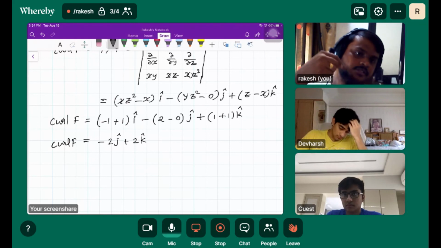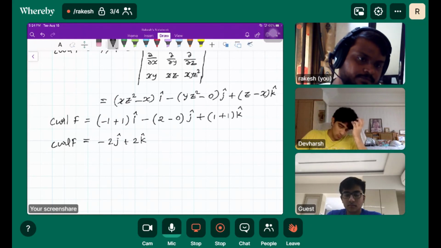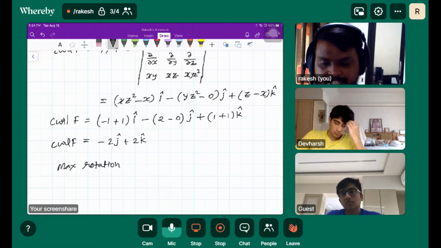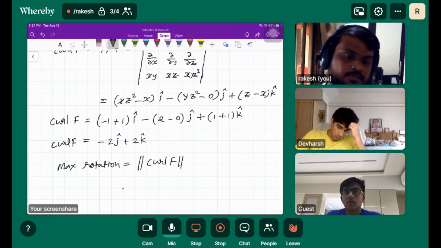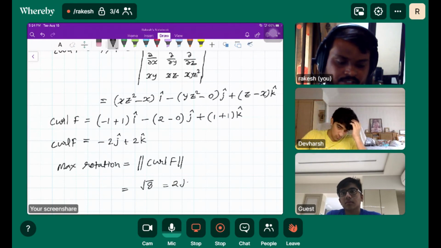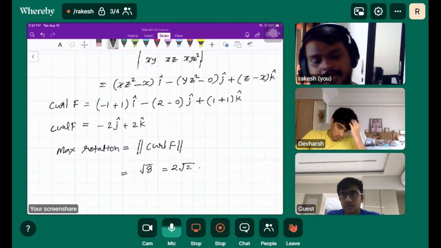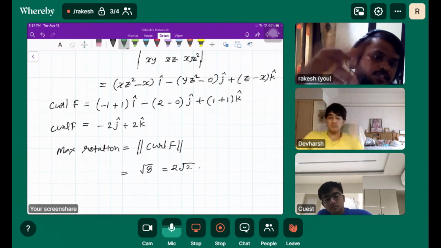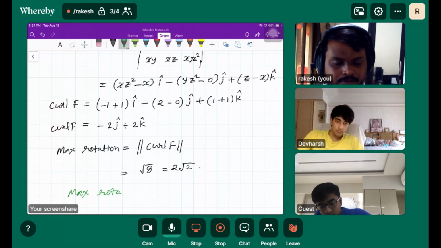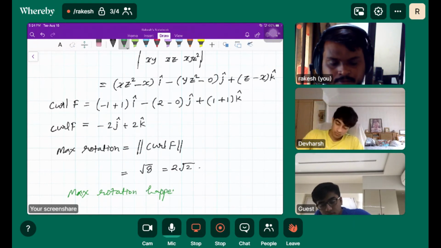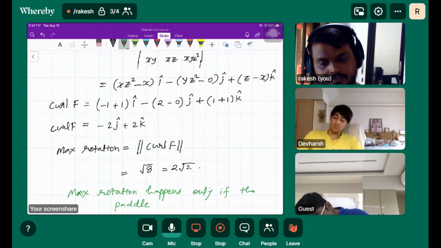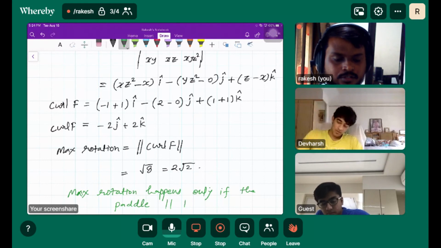That is the axis about which the paddle rotates. And what is the maximum rotation? The maximum rotation is the magnitude of this curl, so root 8, which is 2 root 2. The maximum happens only when the paddle is parallel to this vector, that is, the curl of f.